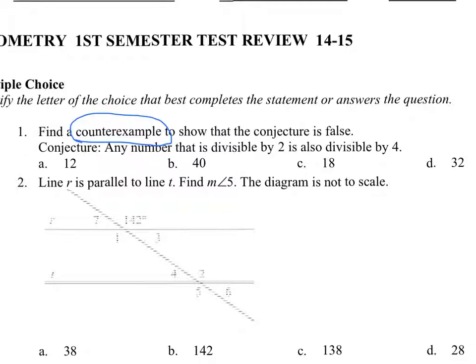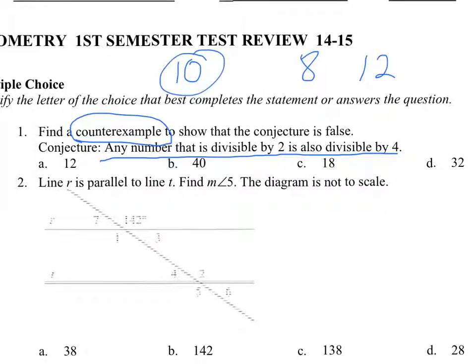So we have a conjecture. Any number that is divisible by 2 is divisible by 4. Well, we can think of some numbers that work for it. If it's divisible by 2, for instance, 8 is divisible by 2 and also divisible by 4. 12 is also the case, but we can think of an example that's not. For instance, 10 is divisible by 2 but not by 4. So that would be a counterexample.